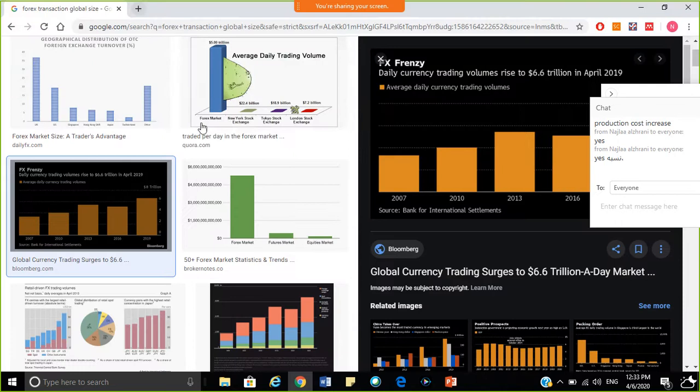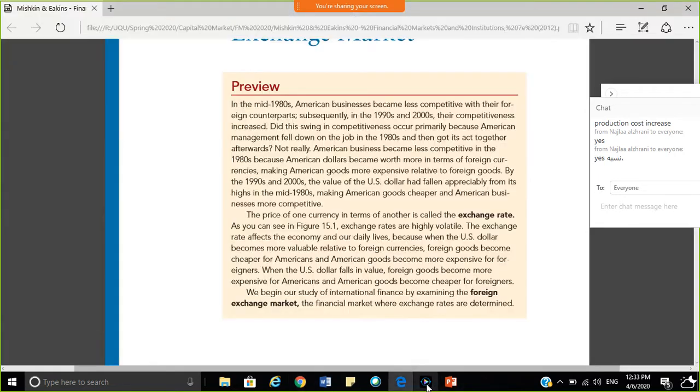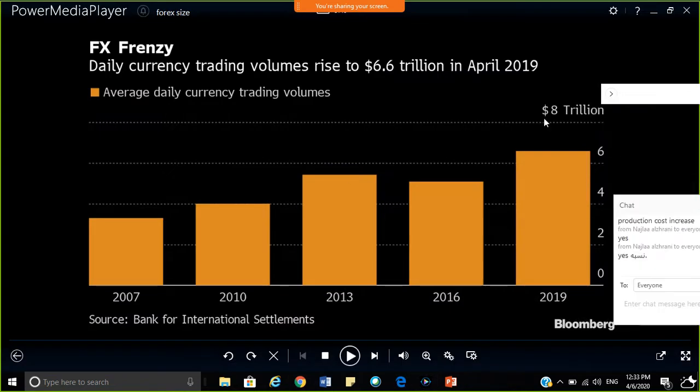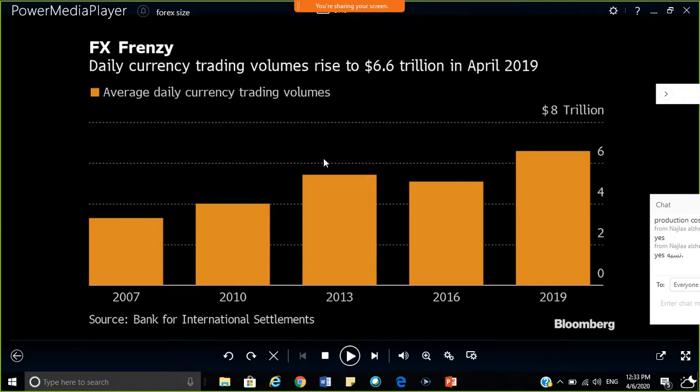Now, let us look at this picture, have a look at this picture. Why are we interested in this market? There were some other markets like futures, or derivatives market to be studied, but we are stopping at foreign exchange market. This will be the last chapter we will do.